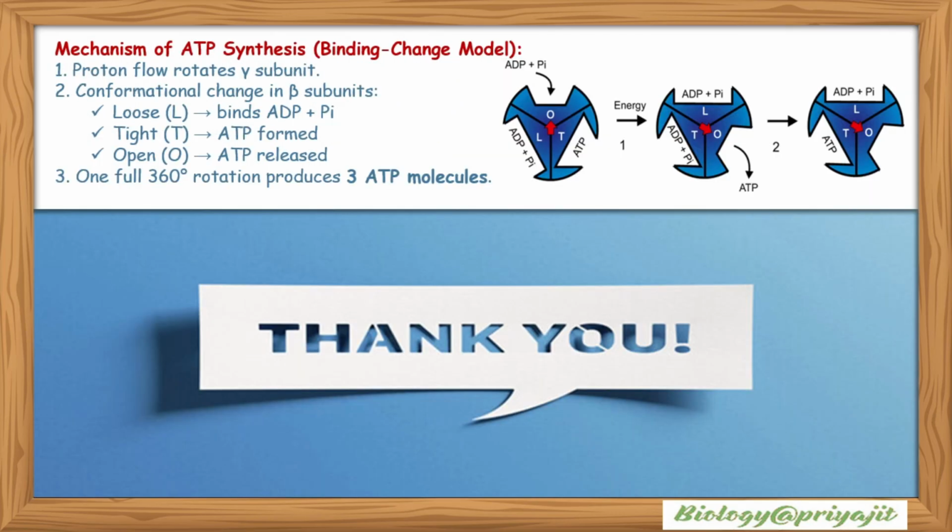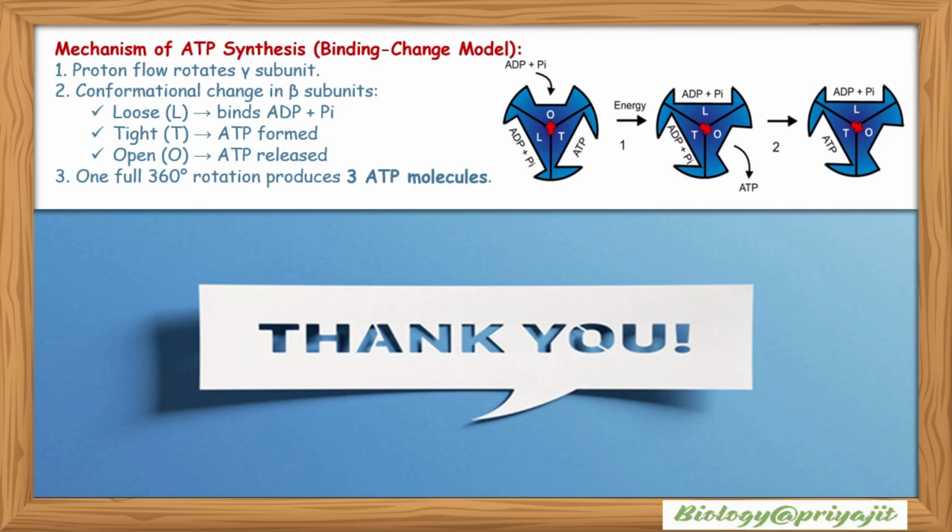Mechanism of ATP synthesis by means of the binding change hypothesis. Proton flow rotates the gamma subunit, causing conformational changes in the beta subunits. There are three conformational states. In the L state, ADP and Pi bind. In the T state, ATP is formed, and in the open state, ATP is released. One full 360-degree rotation produces 3 ATP molecules.